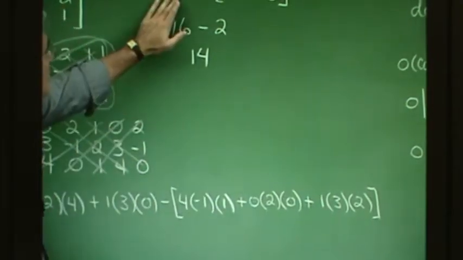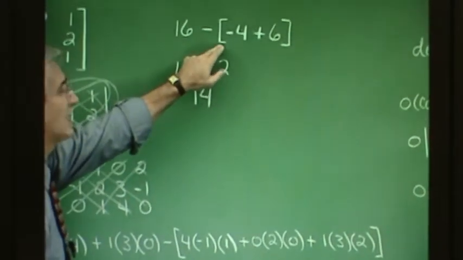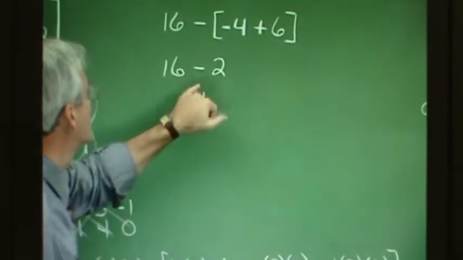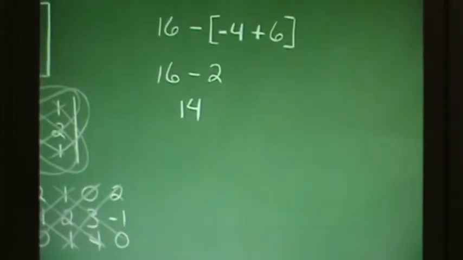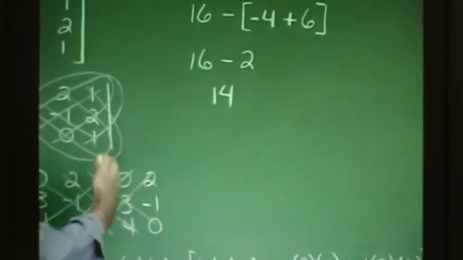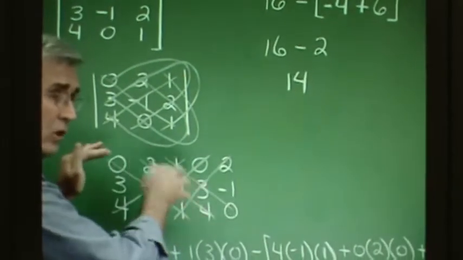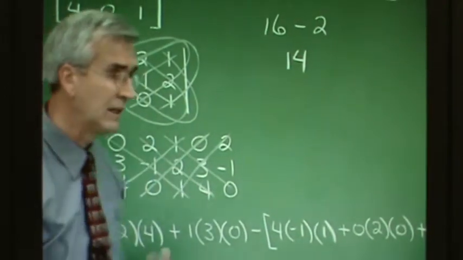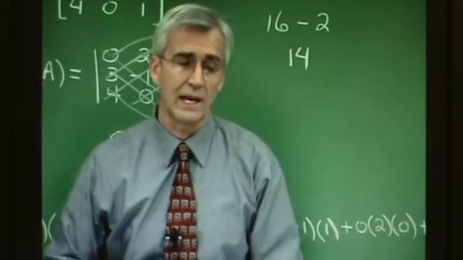So we have 16 minus, and then bracket, negative 4 plus 6. This is 2, so it's 16 minus 2, or 14. Okay, so that's the situation. You just take the entries in the matrix, repeat the first 2 columns, and then multiply along diagonals and get your sign pattern correct, and it's pretty much a piece of cake.